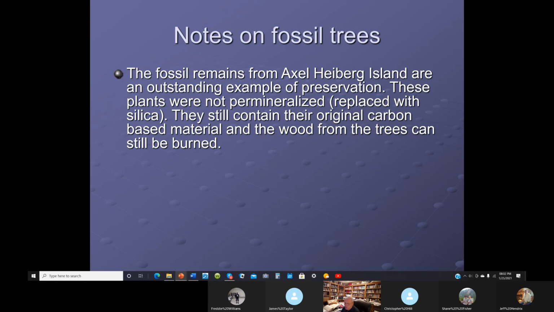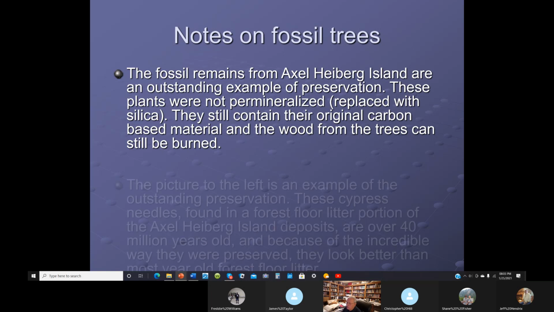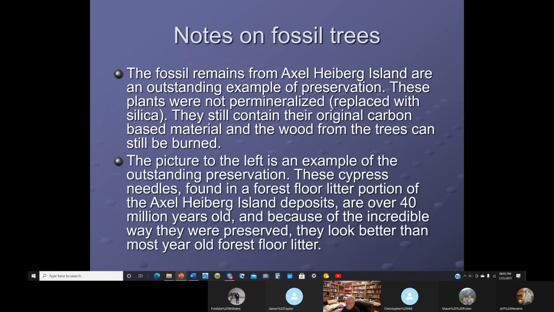I have pictures of some petrified trees out in Arizona. We'll show them. These still contain their original carbon-based material, and the wood from the trees can still be burned. So right here, it's not petrified like we think of petrified wood. Now, petrification, they used to say took millions of years, but now there are people that can petrify things for you in a month or so. And so petrification can be done quickly, just like creating oil and coal, as we've already shown.